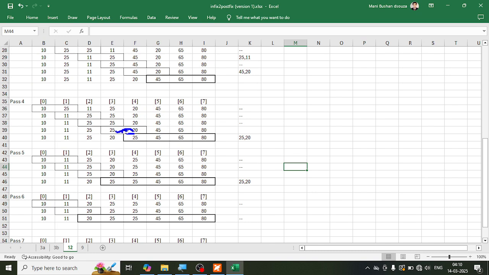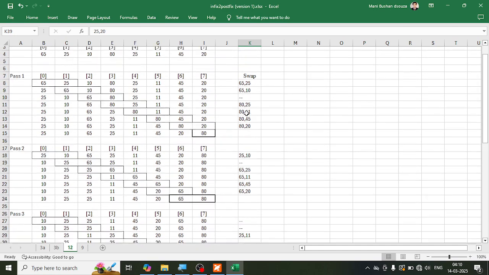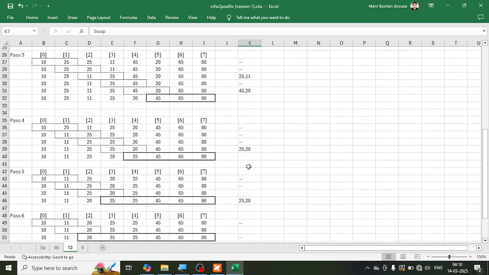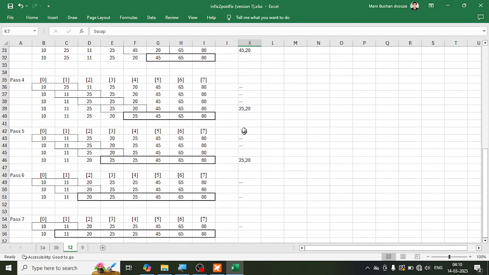And what you notice that 25 is there at a wrong position. So you interchange 25 and 20. So you write a swap. Remember, this one is for swap. You have to write that thing during the examination, which element you are swapping. So you swap them, and at the end of the pass number 4, you notice that 25, 45, 65, 80 are out of the list. So these many items are out of the list. They are bubbled out of the list.